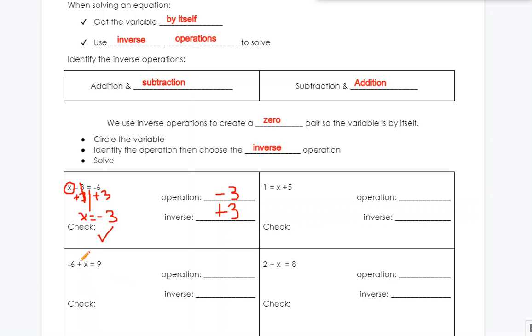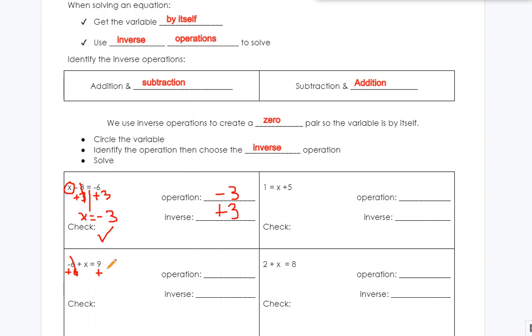So I see I have negative 6 plus x. Okay, so I see that I have a negative 6 here, right? So what would be a zero pair with negative 6? Well, a zero pair with negative 6 would be a positive 6. And a positive 6, I could put a plus 6. And that's going to cancel these out.